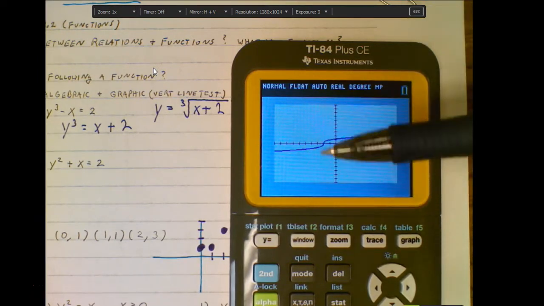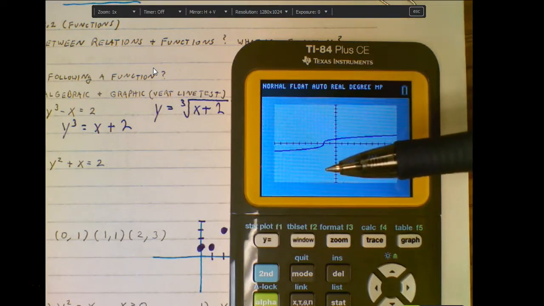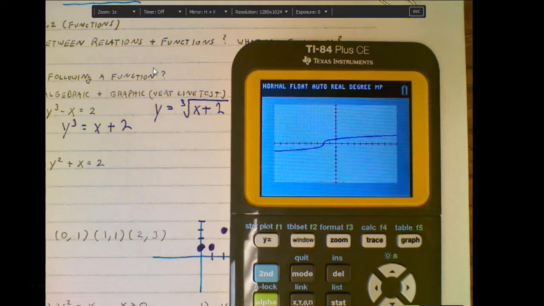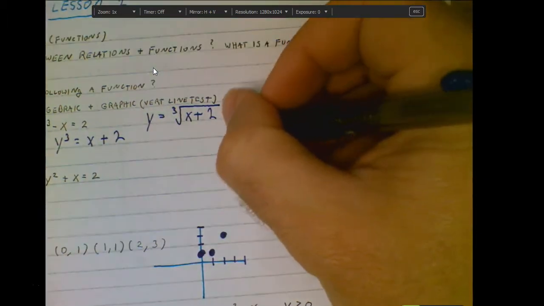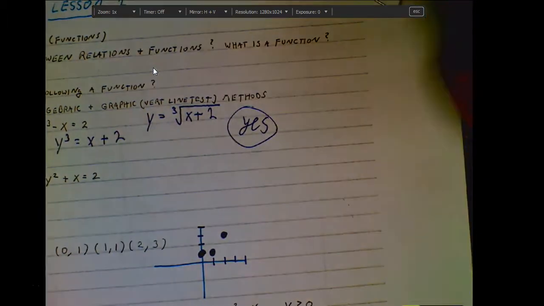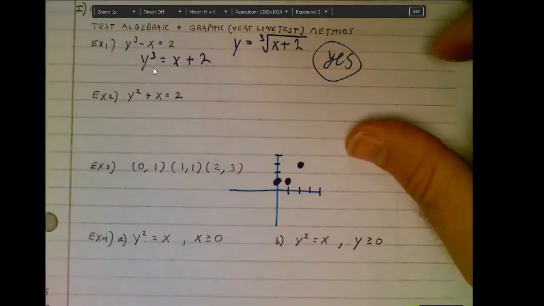There's nowhere on the graph that I could draw a line and hit the graph twice. I'm only ever going to hit the graph once, so we would say it passes the vertical line test, and yes, it's a function. So those are always two ways that you can determine whether or not something's a function, algebraically or graphically. So looking at our next example, let's do the same thing.